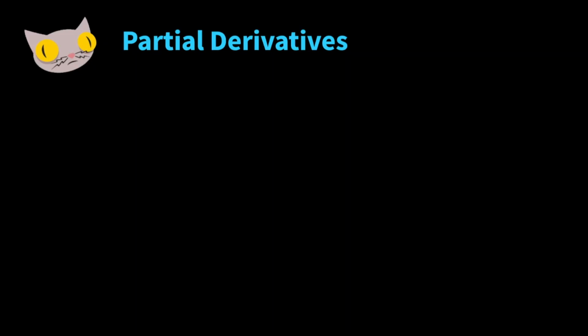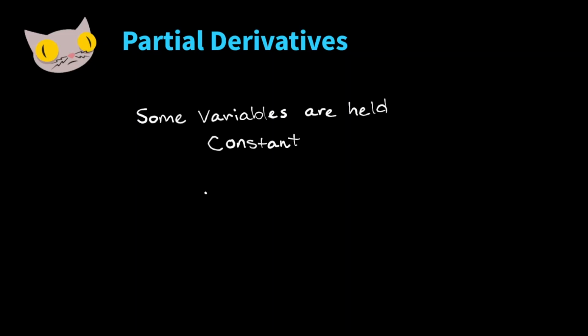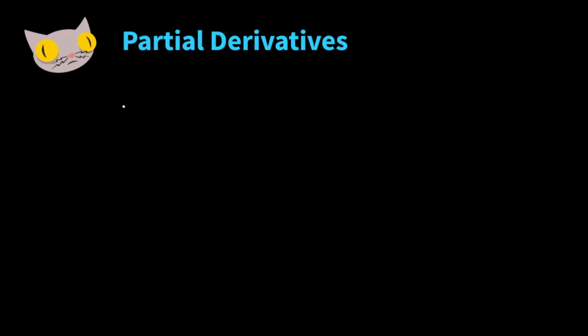Today let's talk about partial derivatives. A partial derivative is a derivative where some variables are held constant. Let's think about a function with only one variable, where we have f of x is equal to x squared. We can find its derivative using the power rule. That gives us 2x.